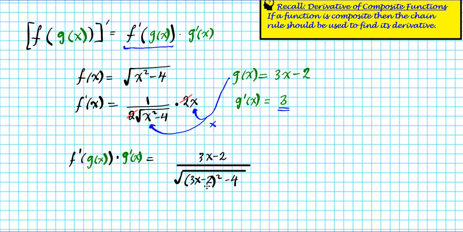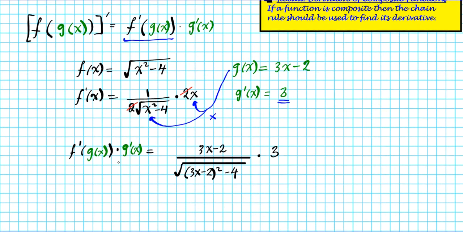So this right here is f prime evaluated at g. Okay, the derivative of the outer function evaluated at the inner function. So multiply this by the derivative of the inner function, which is just 3. Alrighty? Okay, so this is the derivative. Now, to finish it off, we just have to evaluate the derivative at 3, right?